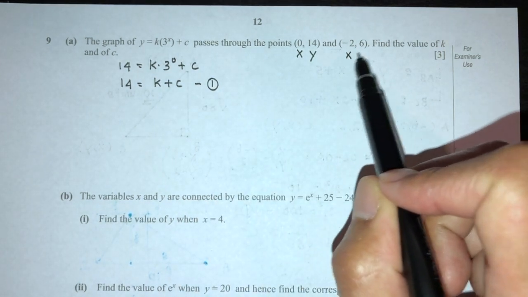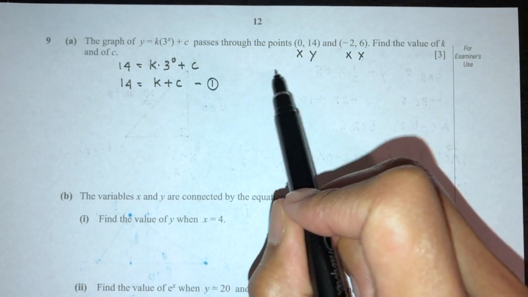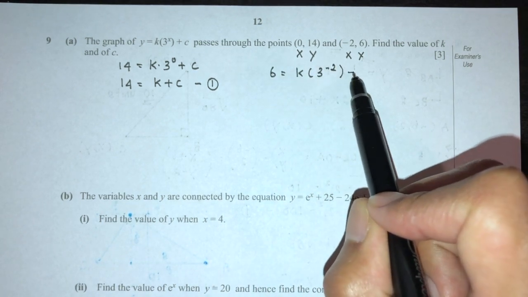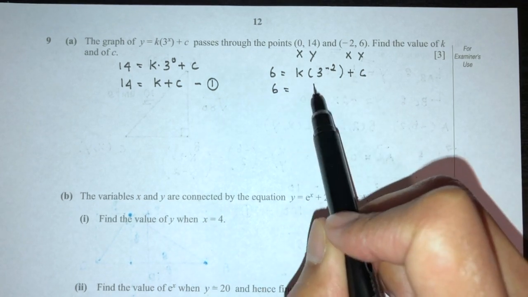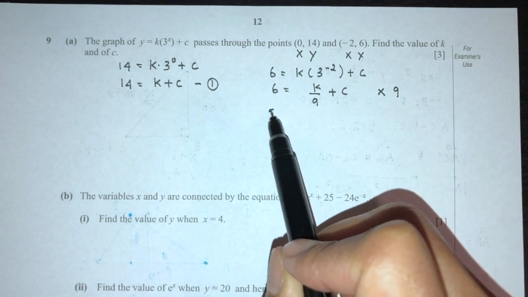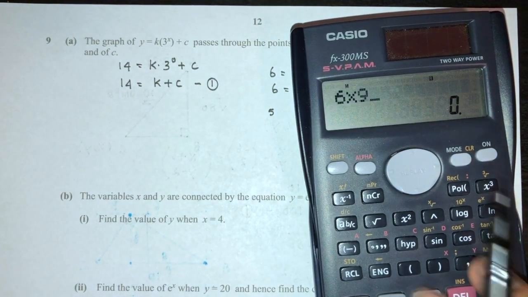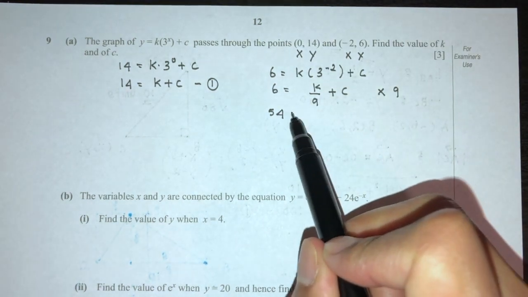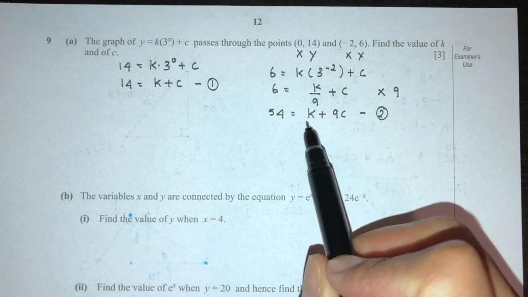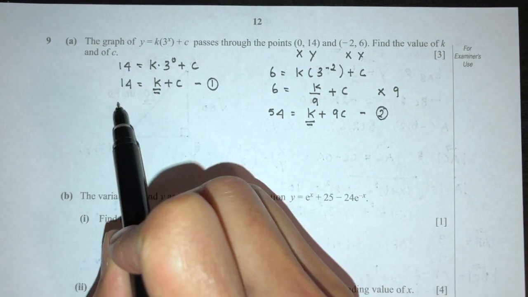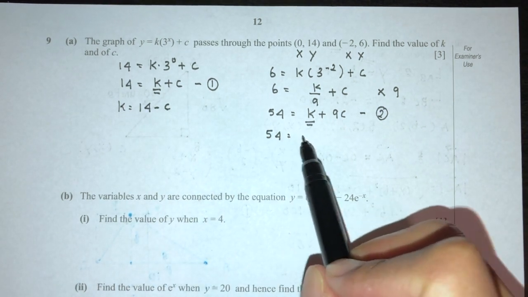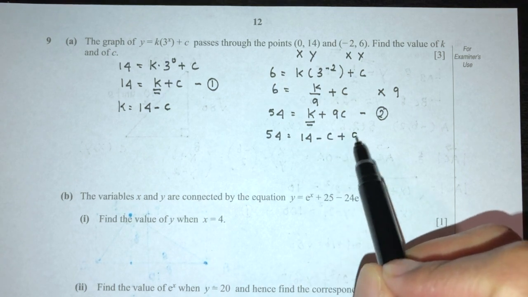Now for this one, same steps, x and y. So y will be 6, k times 3 power minus 2 plus c. That will be 6 equal to k over 9 plus c, multiplied by 9. So what is 6 times 9? Should be 54. Let's check. 54 equal to k plus 9c, number 2. Here we have k, here we have k. So k is 14 minus c. So 54 equal to 14 minus c plus 9c.